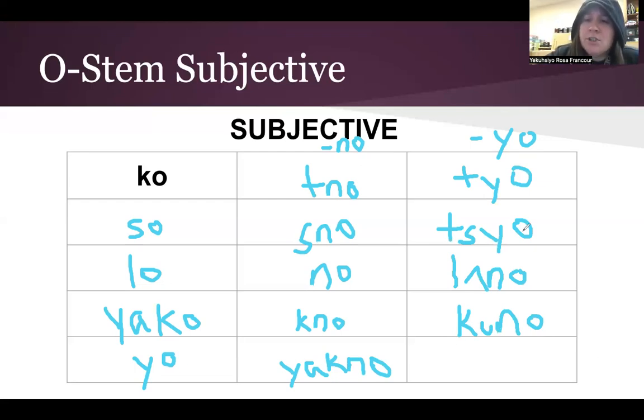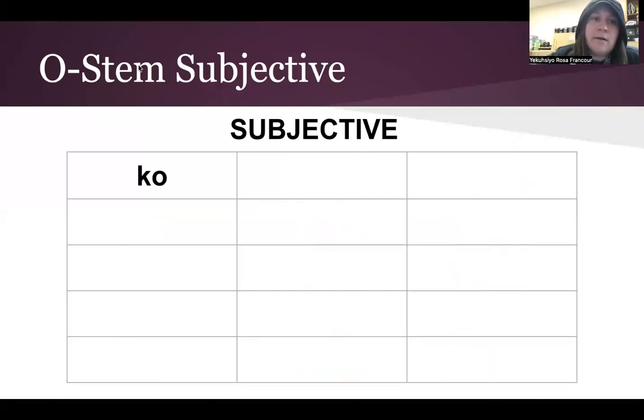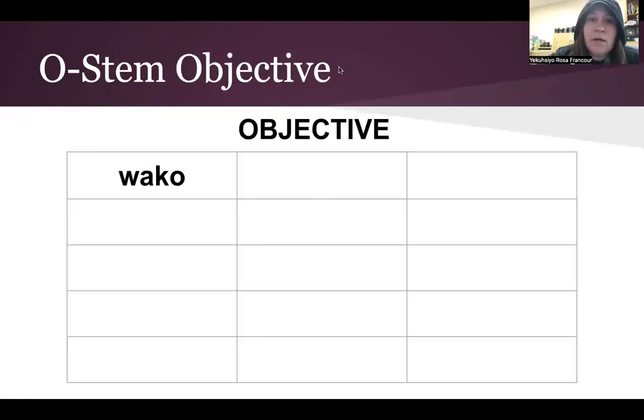So we have dio, jo, lano, guno, and then we have yog, yo, Y-A-K-Y-O. Okay. So we see our endings no in the second column. We see our ending yo in the third column for our 3 pronouns. All right, so that's subjective. Let's do the objective here. Get to my next one.